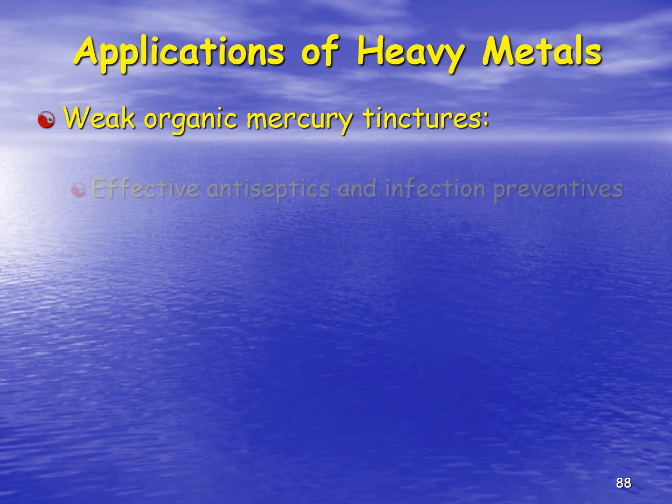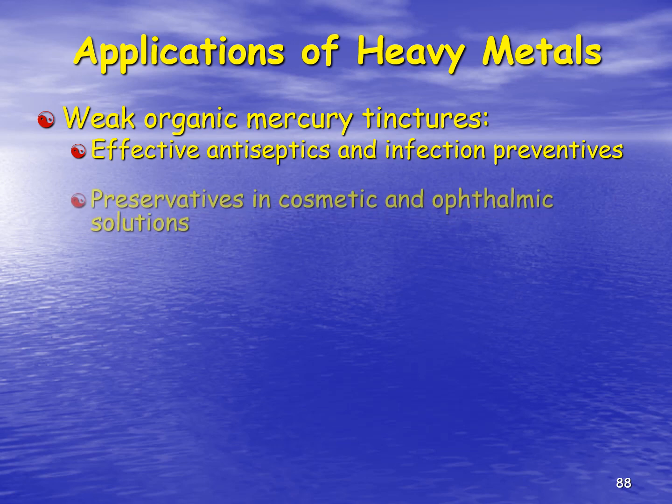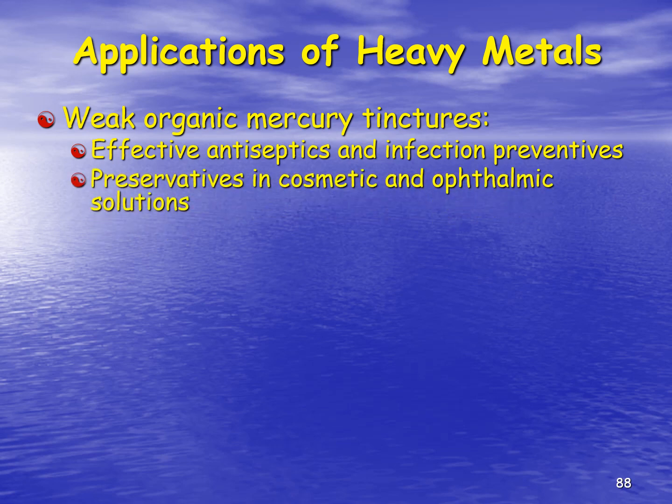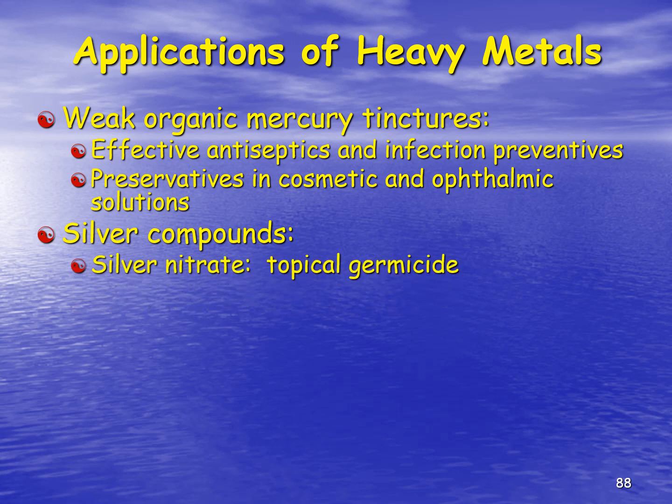Weak organic mercury tinctures are effective antiseptics and typically stop infective agents, so they are infection preventions. They often are found as preservatives in cosmetics and ophthalmic solutions, as well as certain vaccines. Silver compounds are primarily used more than mercury because of the toxic nature of mercury. Silver nitrate is a topical germicide. Silver sulfadiazine. This is a very important antimicrobial.